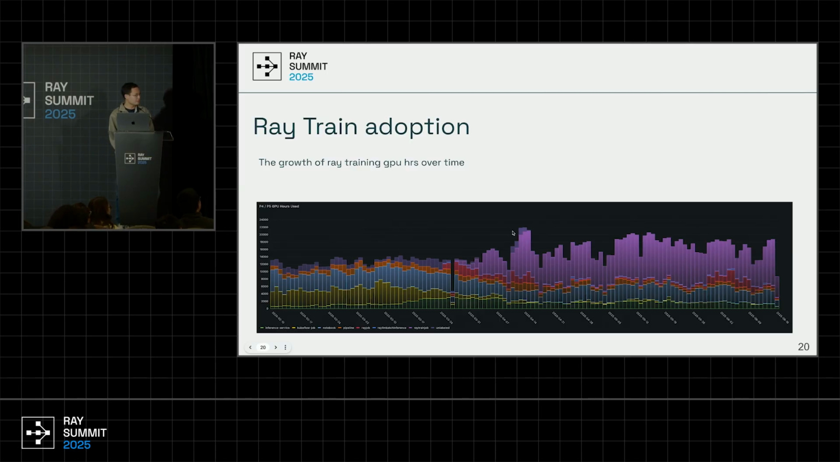With the help of this internal SDK, we successfully onboarded all multi-node training jobs at Roblox to Ray Train. As you can see from this graph, Ray Train jobs, which are the purple bar, are now taking almost 2/3 of the GPU hours on our major development cluster.